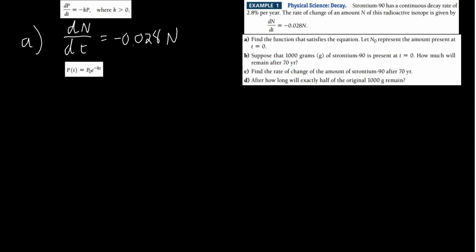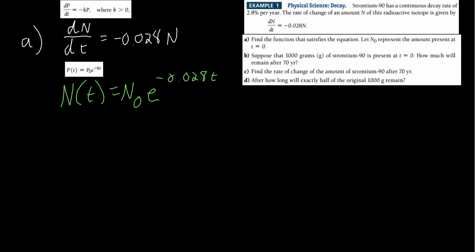And if I want to write it in this form, well, I just have to follow along. So my function's name is N, so it's going to be N naught. So we're going to say N of t equals N naught, and then e, well, e is just e to the negative k. Well, k in this particular form is right here, following along with this equation. So negative 0.028, and then t. And that's that. So that is a function that satisfies that equation.